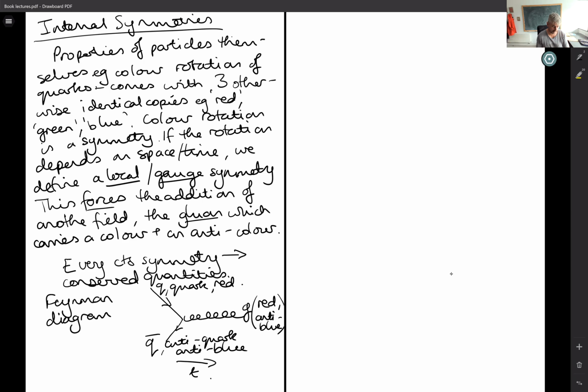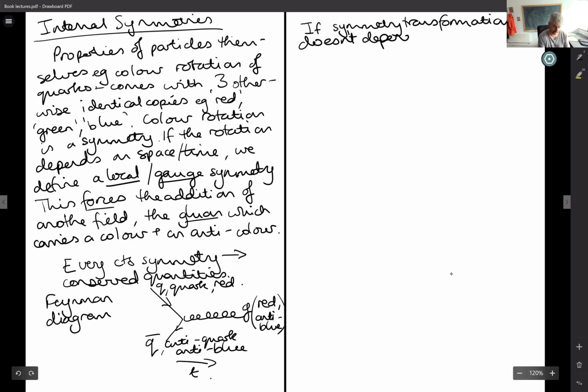So in the case that you can't do different symmetry transformations at different space and time, it has to be the same everywhere, it's called a global symmetry.